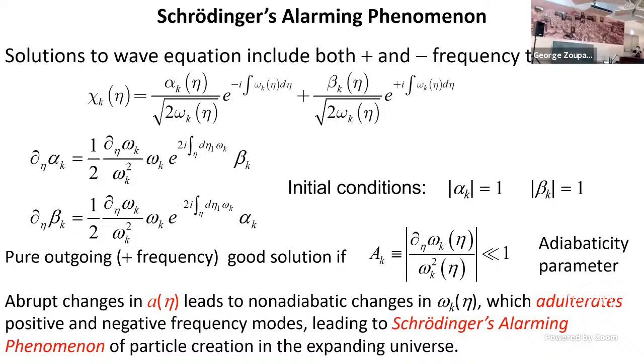And there's a parameter that can be defined that tells you how non-adiabatic the expansion is, and that is the derivative of omega divided by omega squared. If that is much less than one, then the expansion is adiabatic and particle creation will not be efficient. However, if the adiabaticity parameter is larger or comparable to one, then you will be efficient at creating particles just by the expansion of the universe. So abrupt changes in the scale factor as a function of conformal time lead to non-adiabatic changes in omega, which adulterates, in the words of Schrodinger, positive and negative frequency terms, leading to Schrodinger's alarming phenomenon of particle creation in the early universe.